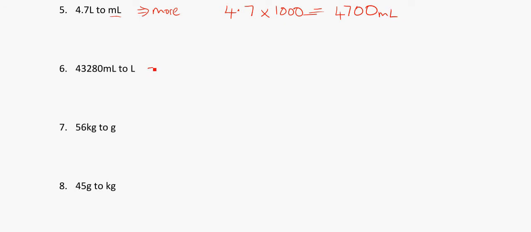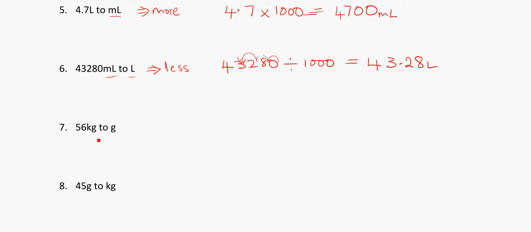Good. Next question. Changing mils to litres. So we're changing it to a larger unit. We're going to have less of them. We're going to divide 43280 divided by how many mils in a litre? 1,000. And we get 1, 2, 3. There's our decimal point. 43.28 litres.